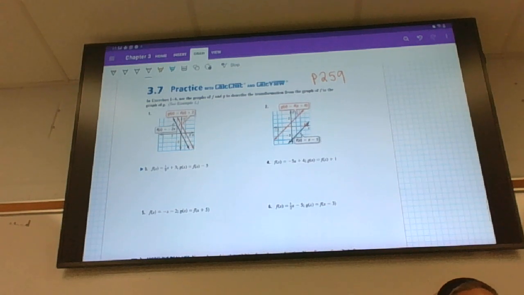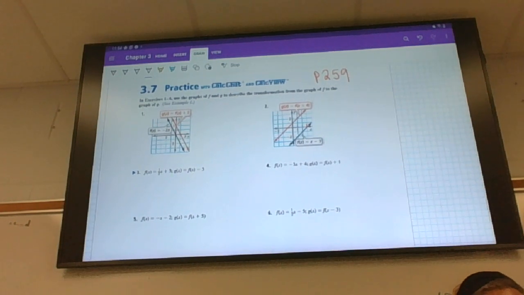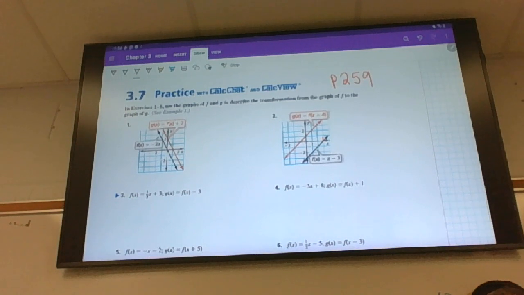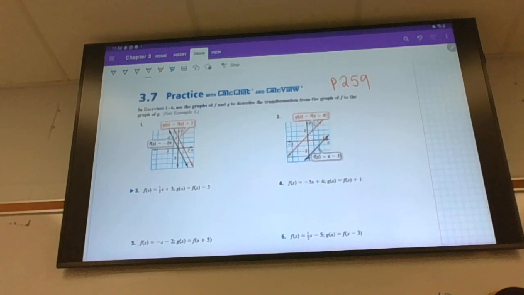Alright, so it says use the graphs of f and g to describe the transformation. It looks like in the pictures f is black and g is red. Didn't I do 1 and 2 with you yesterday? Okay, I'm gonna go ahead and say it here. Red is up 2 from black. Are you okay with that? Red is up 2 from black.